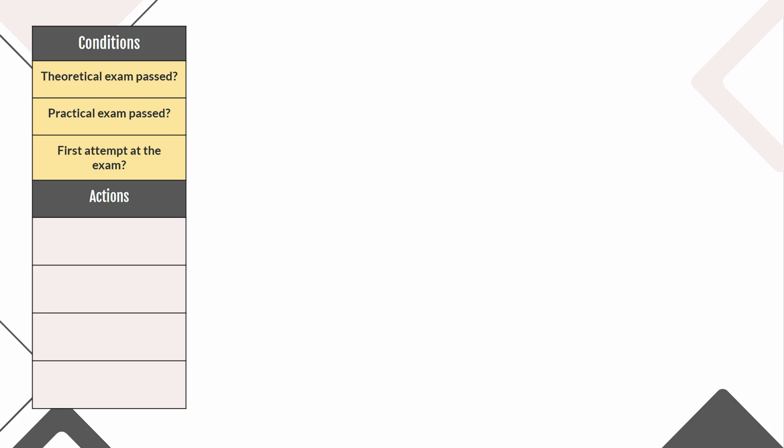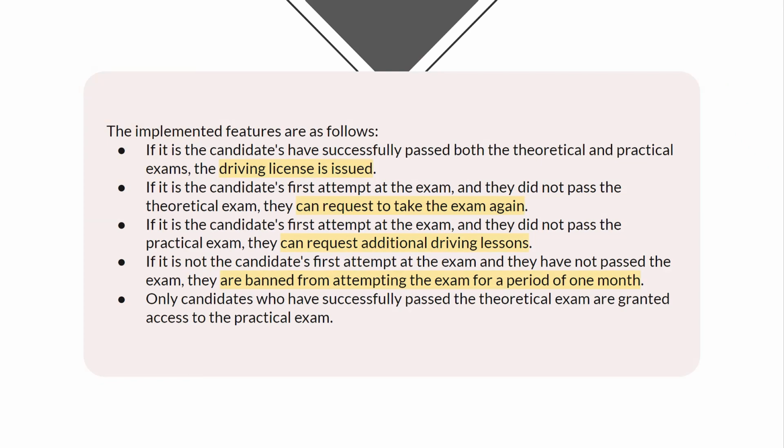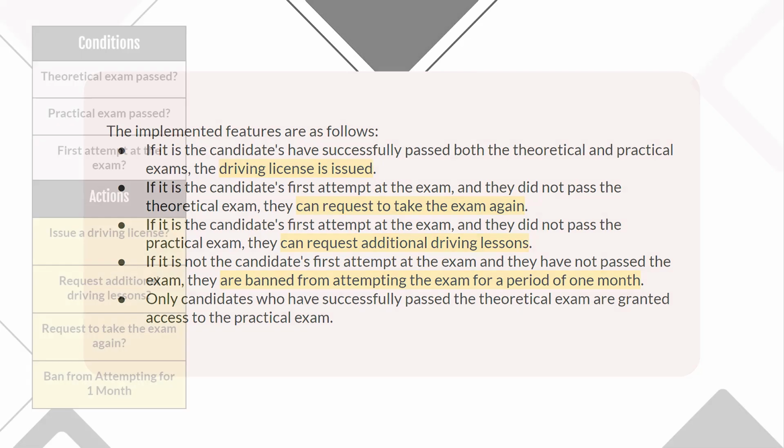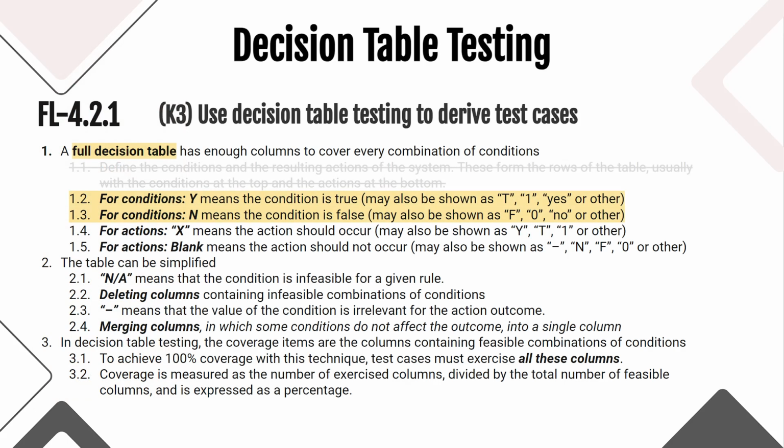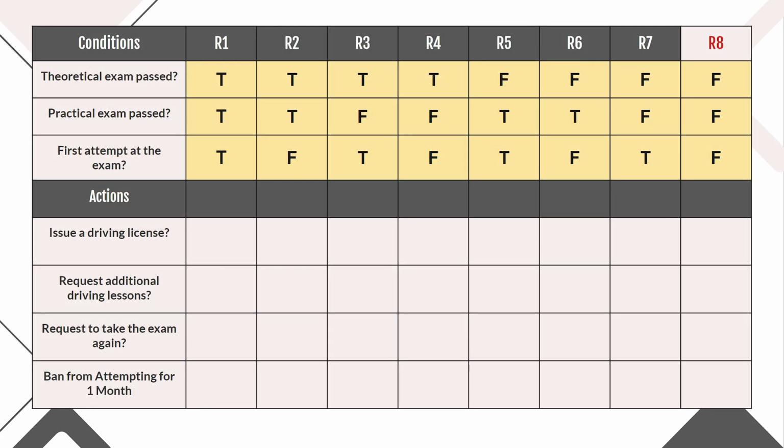Let's define actions now. Again, there are several options for defining actions, but we will highlight 4. Issue a driving license, request additional driving lessons, request to take the exam again, ban from attempting for 1 month, and now we can move on to the next step. Mark the conditions as yes or no, or true or false, or other marks that you like better. This time, we have 8 combinations in total.